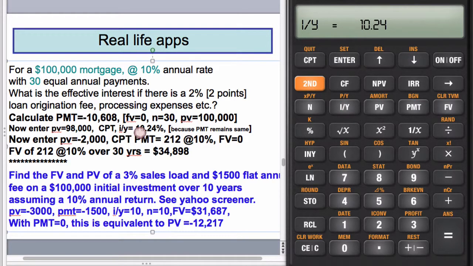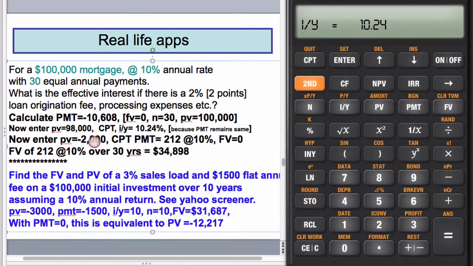10.24. So the effective yield is 10.24%. So while you thought that you had a mortgage at 10%, actually the effective cost of the mortgage is 10.24%, because your payment of 10,608 remains the same, whereas you actually borrowed only 98,000, not 100,000.